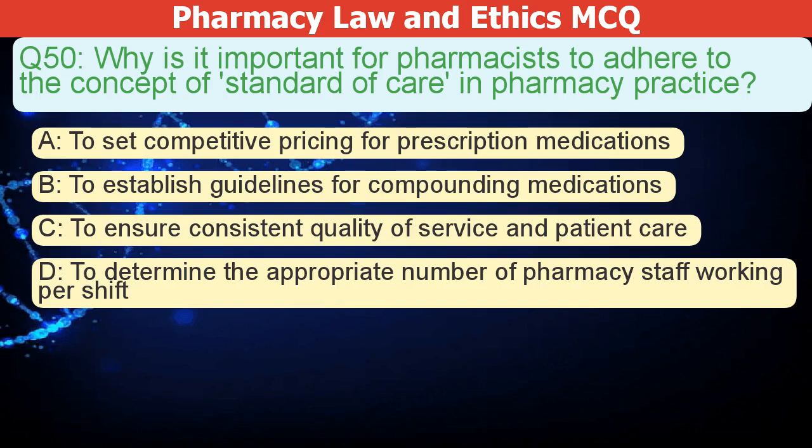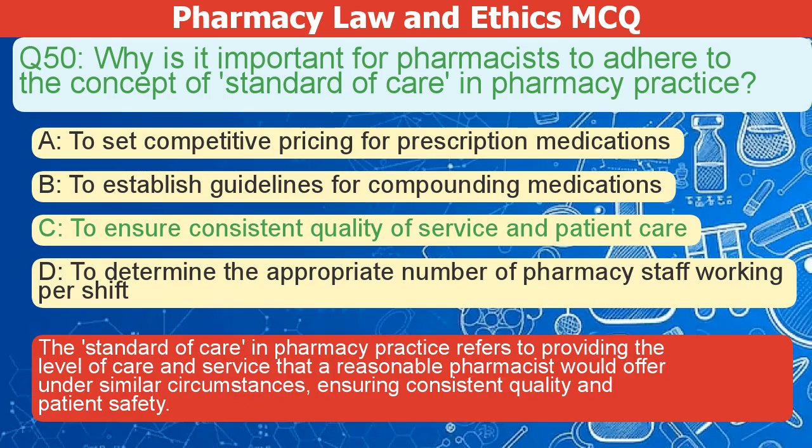Why is it important for pharmacists to follow the standard of care in pharmacy practice? A. To set competitive pricing for prescription medications. B. To establish guidelines for compounding medications. C. To ensure consistent quality of service and patient care. D. To determine the appropriate number of pharmacy staff per shift. The correct answer is C. The standard of care in pharmacy practice refers to providing the level of care and service that a reasonable pharmacist would offer under similar circumstances, ensuring consistent quality and patient safety.